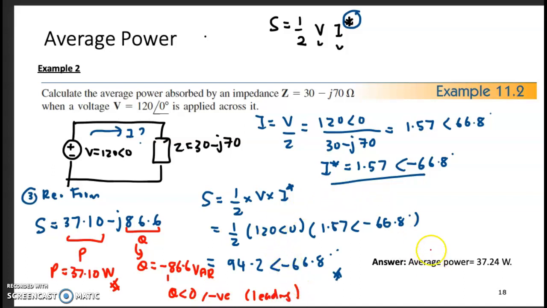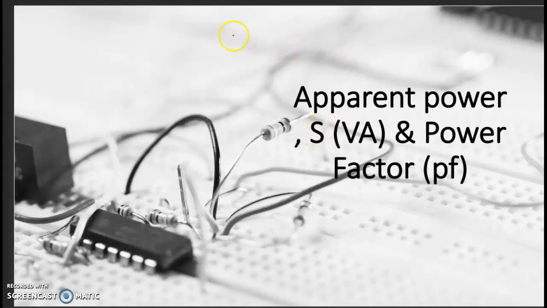Okay. So the question only asks you the average power. So you just need to calculate the P, that is 37.10 watt. Okay, now in the previous slide you learned about what you call complex power, P plus jQ. Now this is the real power, this is the reactive power.